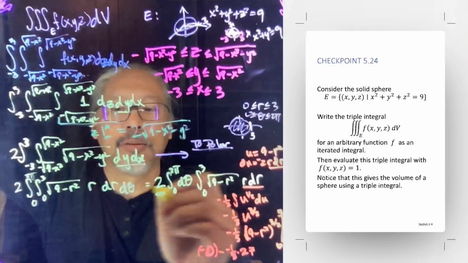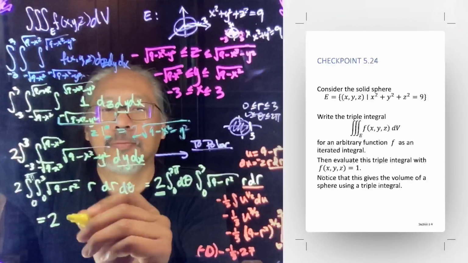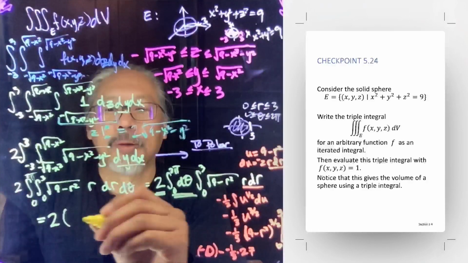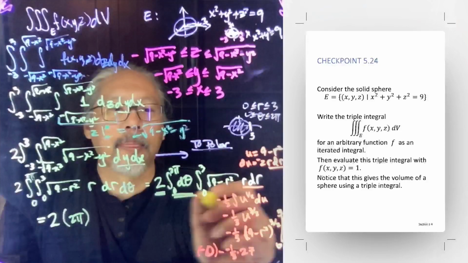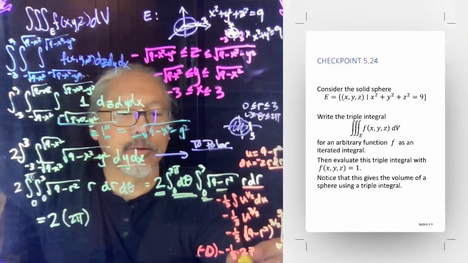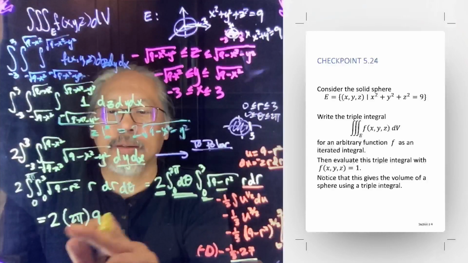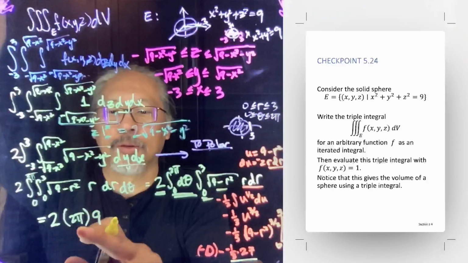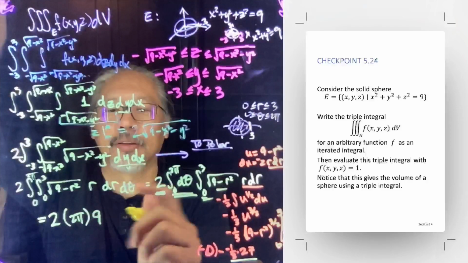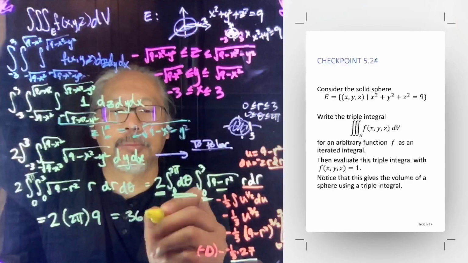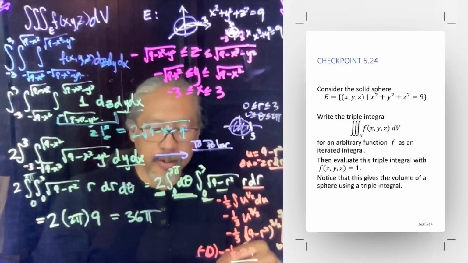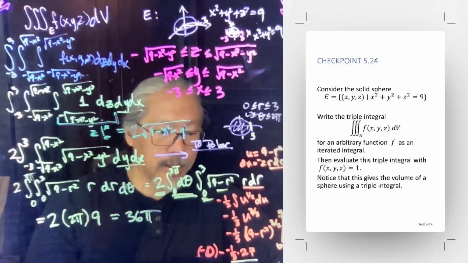So what do we have left? We have 2 times 2 pi times this integral, which we found to be positive 9. So 4 times 9 is 36. This is going to be 36 pi. All right, so that is your answer for that.